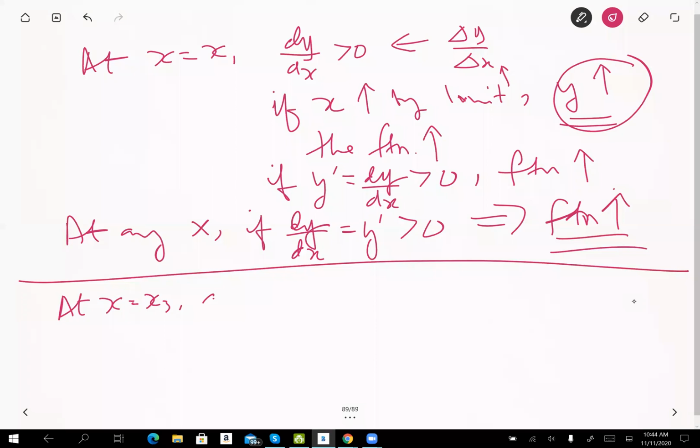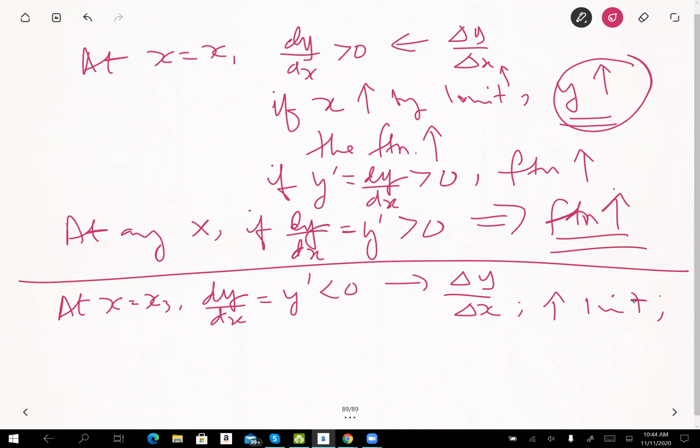So here you've got dy/dx, or y prime, is negative. Now think of it as delta y over delta x. If x increases by 1 unit, what happens to y? Because the slope is negative, x increased, what happened to y? It decreases. The change in y will be less than 0. In other words, y decreases.